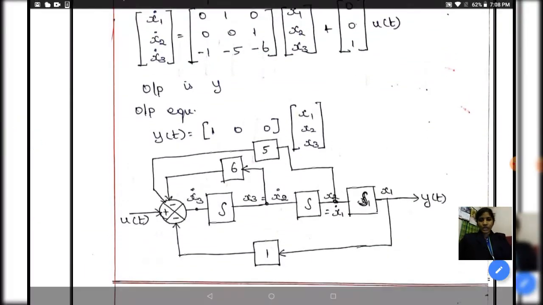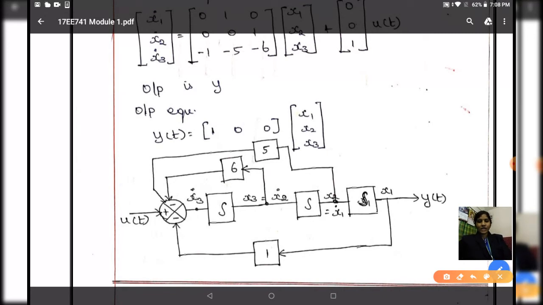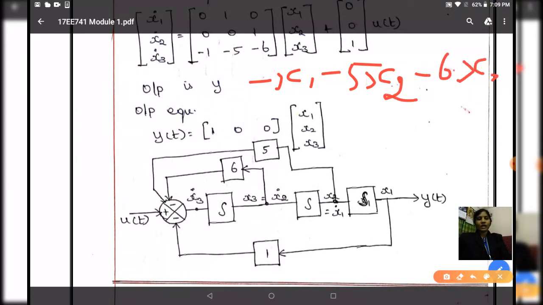So you can write x3 dot is equal to, first factor, minus x1, minus 5x2, minus 6x3, and one more term, plus u of t. That is your x3 dot. For this particular equation, we need to frame the model. Your x3 dot comprises 4 terms: x1, x2, x3 and u.